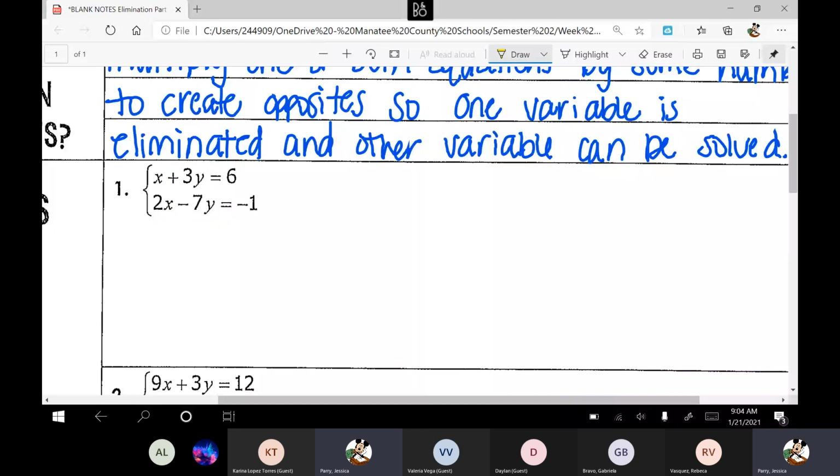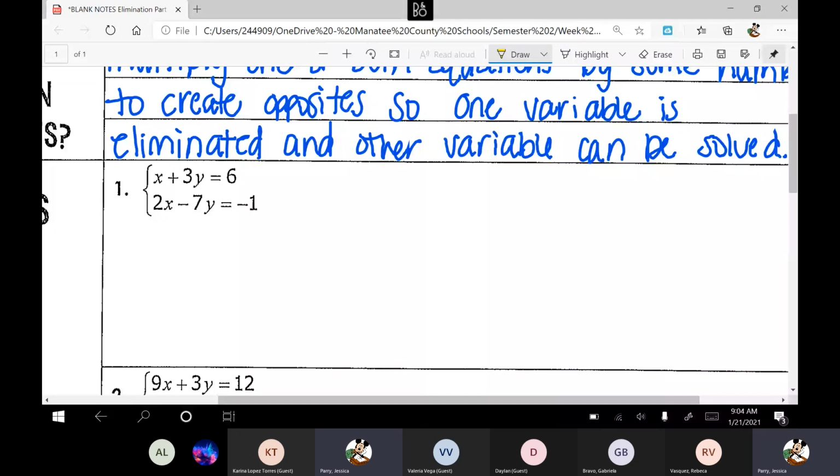Okay? So what we need to do for this one, since we don't even have any of the same numbers, our x's, we have an invisible 1 and 2. Those are different numbers. And then if you're looking at your y values here, we have a 3 and a 7. Those are also different numbers. We need to multiply one of these equations by a number that's not 1.